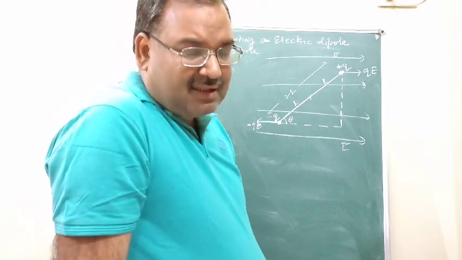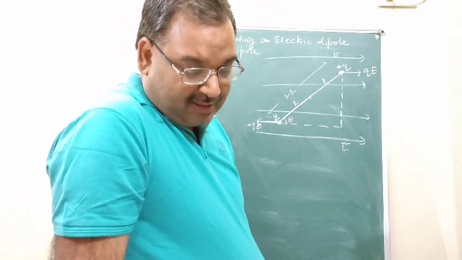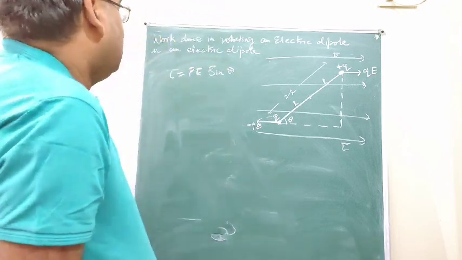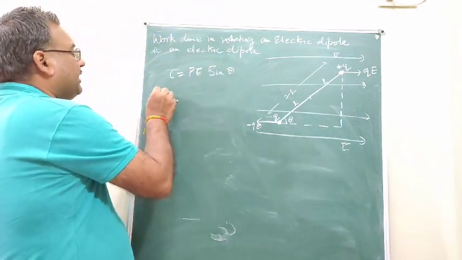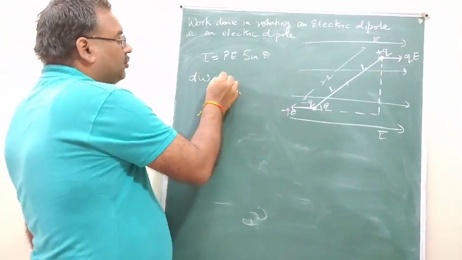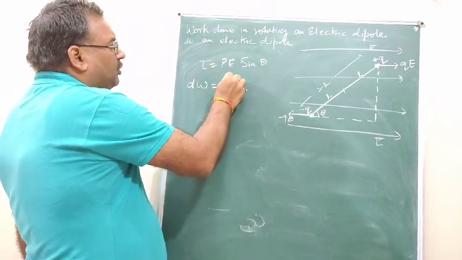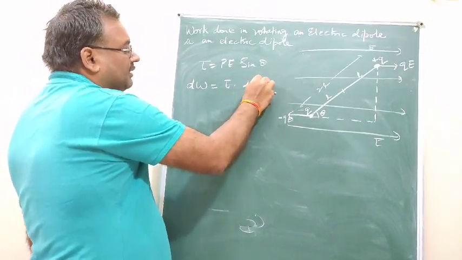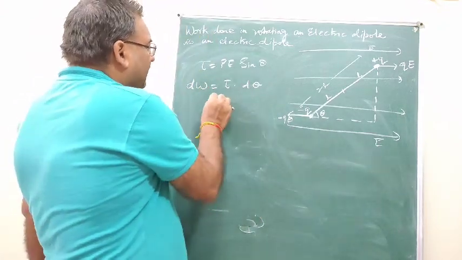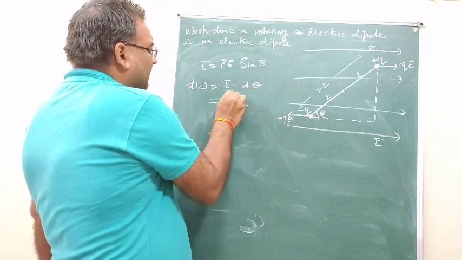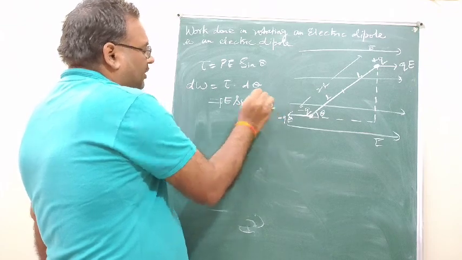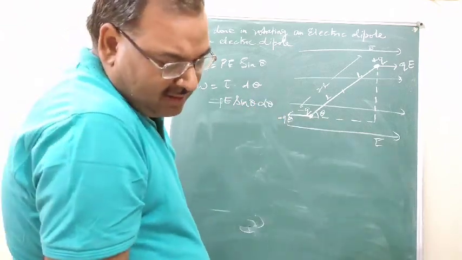Now what will happen? Let us consider that the electric dipole rotates by a very small angle d theta. So the work done in rotating the electric dipole by angle d theta is dW is equal to tau into d theta, that is equal to PE sin theta d theta. This is the small amount of work that is being done.